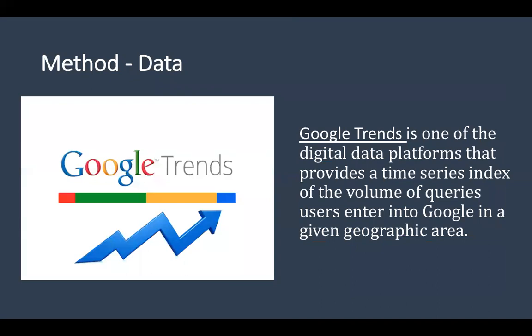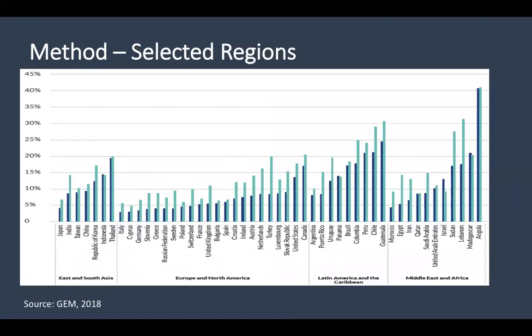Google Trends is one of the digital data platforms that provides a really big data set, and it provides a time series index of the volume of queries users enter into Google at any time and in any given geographic area. Google is the most popular search engine in almost all over the world, so we thought that this data would be suitable for our aim.